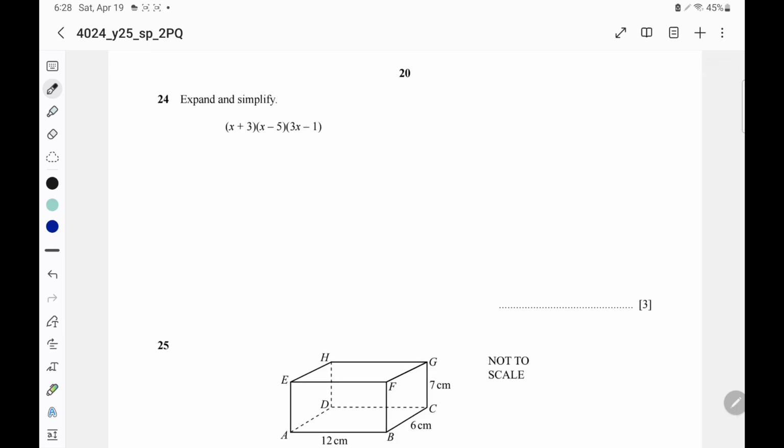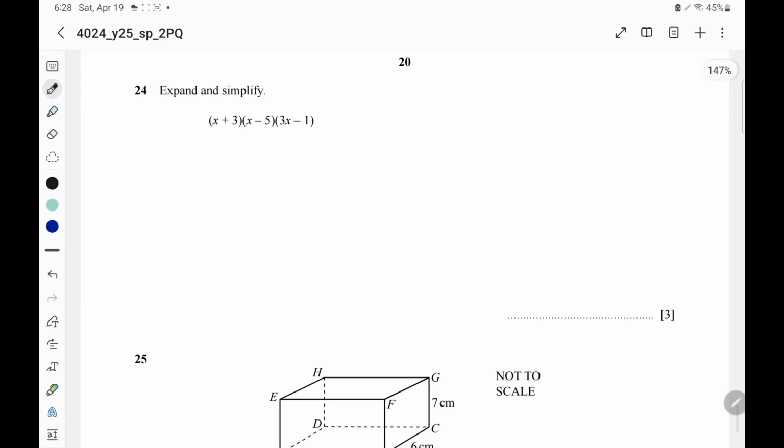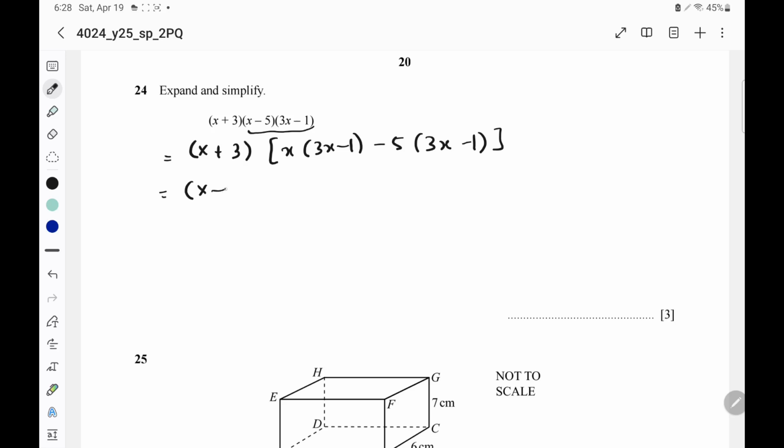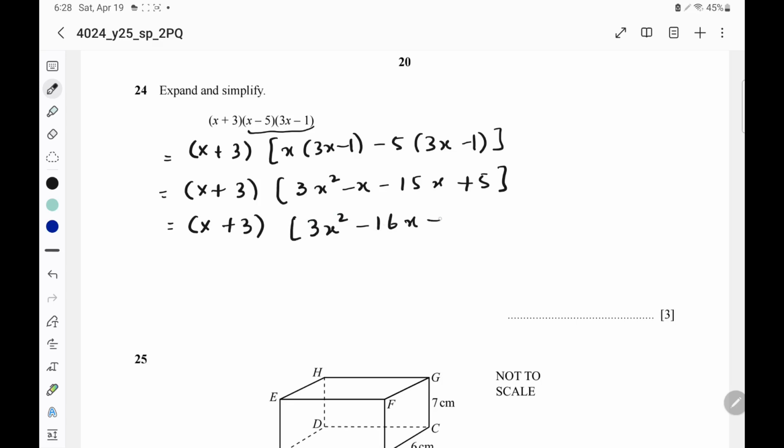Okay, question number 24. Expand and simplify. You have to be careful in these type of questions. They are easy, but mistakes can happen. So x minus 5 times 3x minus 1, and I'm expanding this one: x into 3x minus 1 minus 5 into 3x minus 1, gives 3x square minus x minus 15x plus 5, so 3x square minus 16x plus 5.